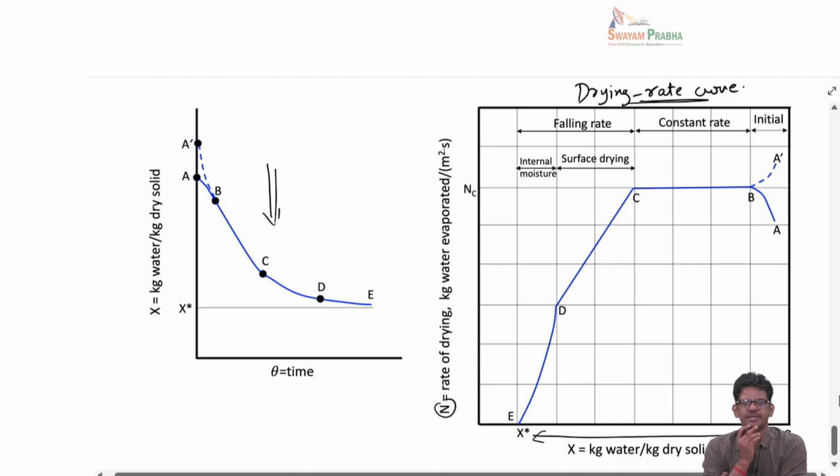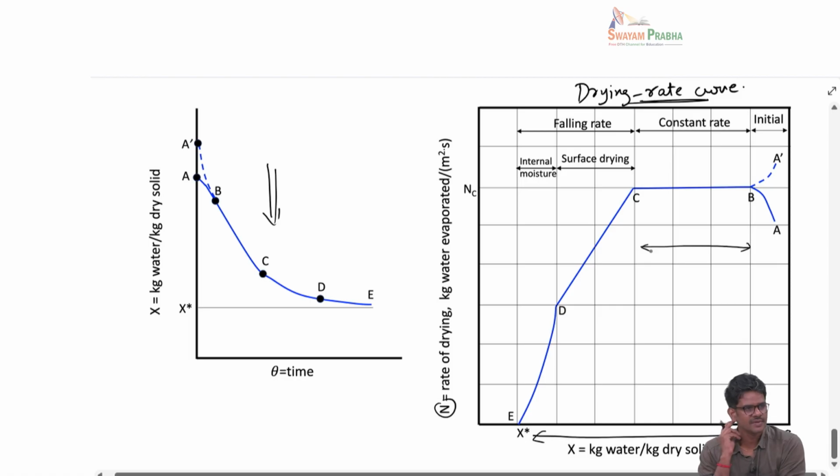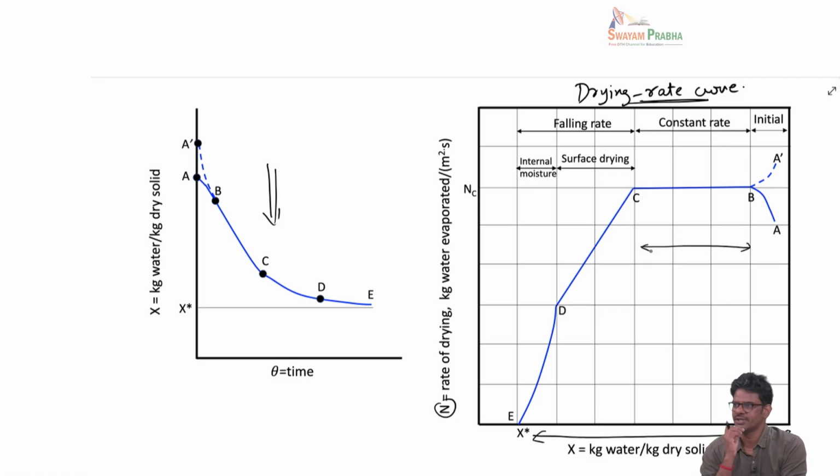So what you see here is there is a particular region where there is a particular range of moisture where this N is constant. That means the evaporation rate is constant over a range of moisture content. Okay, so the solid is drying at a constant flux, constant rate of drying. That is one feature you see.